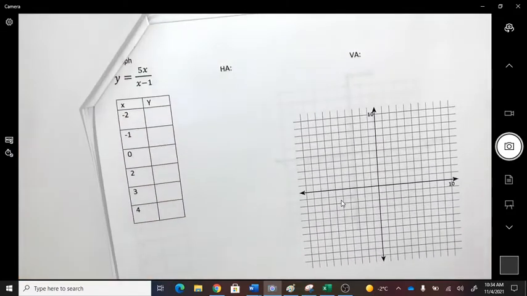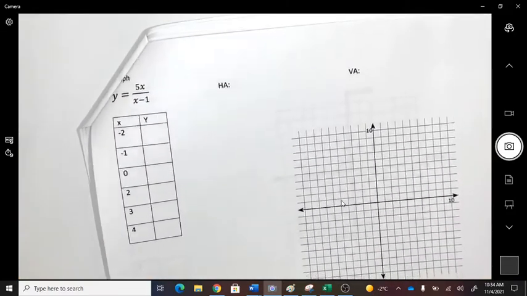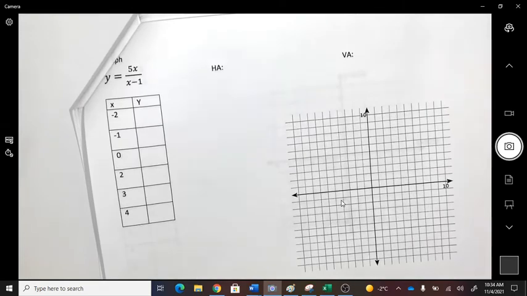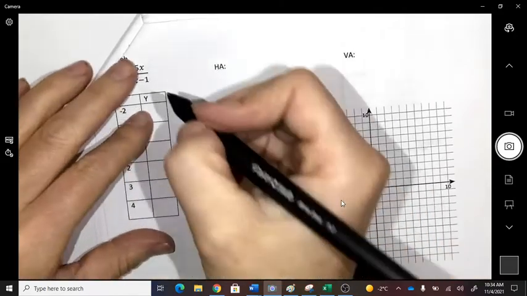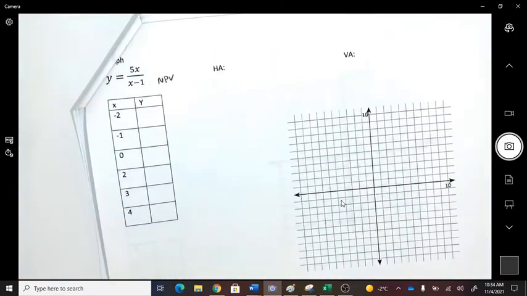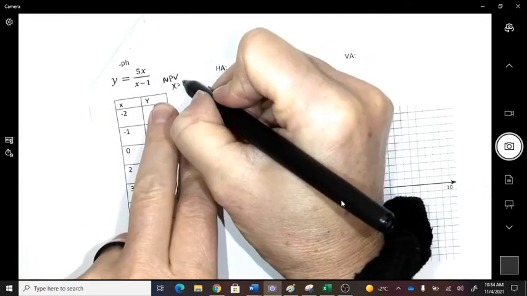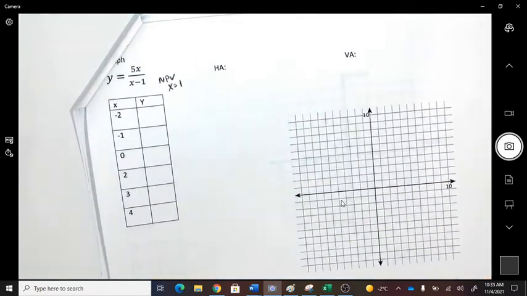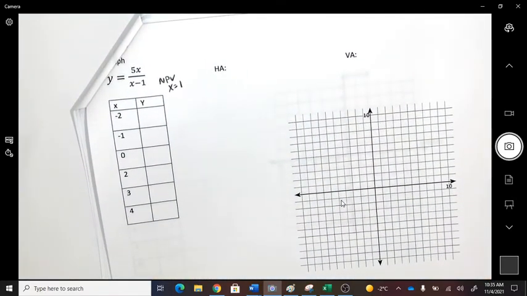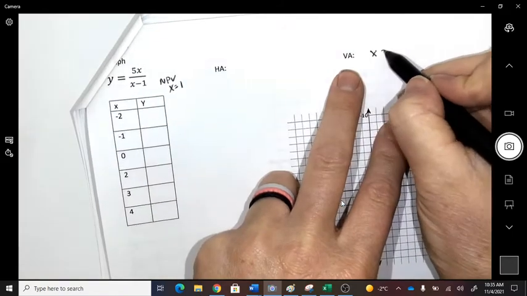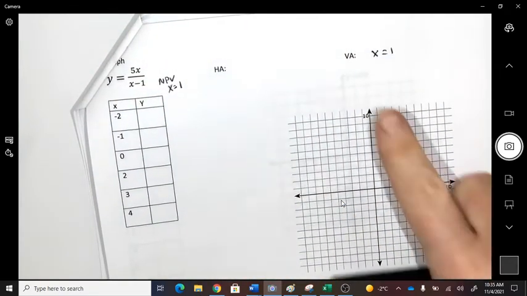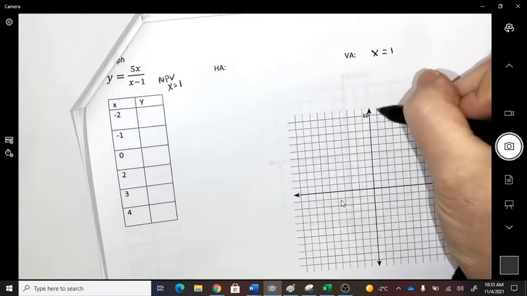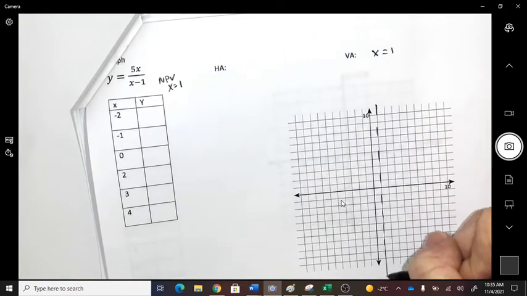Okay, I'm going to do one more, and then I'm going to let you try some. So why don't I try the next page? Okay, tell me what the non-permitted value is for x. I don't want x to be, what's the value? 1. Is it an asymptote or does it cancel? It's an asymptote. So it's a vertical asymptote, the VA, vertical asymptote at x equals 1.